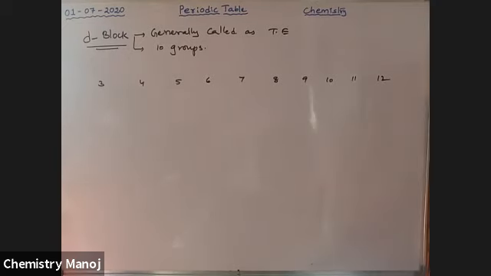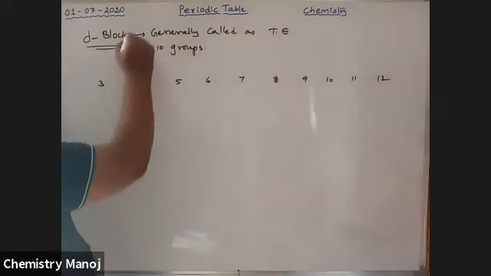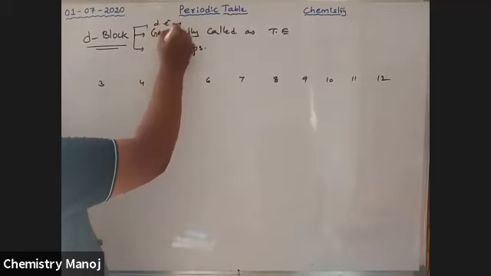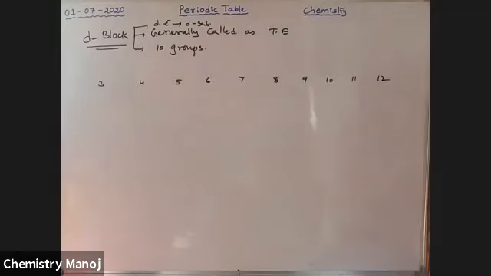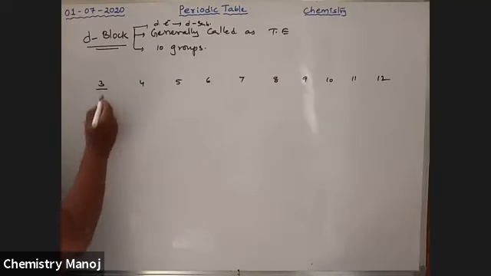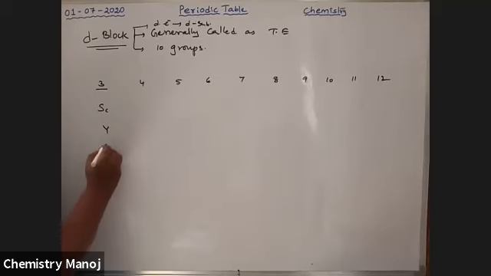Why, sir? Why are these taken as D block elements? In these elements, the differentiating electron enters into the D subenergy level. That is why these elements are called D block elements, because the differentiating electron entered into the D subenergy level. See here, in the third group there are scandium, yttrium, lanthanum, actinium.